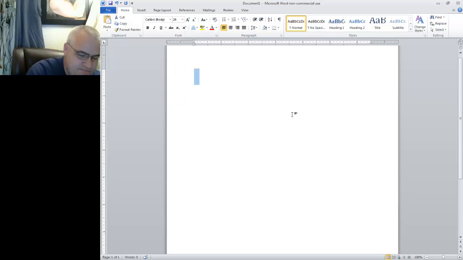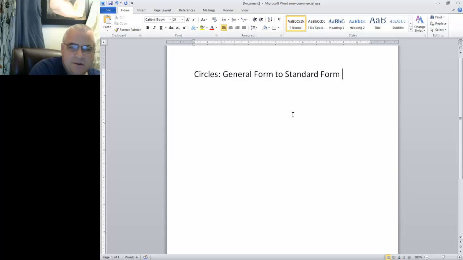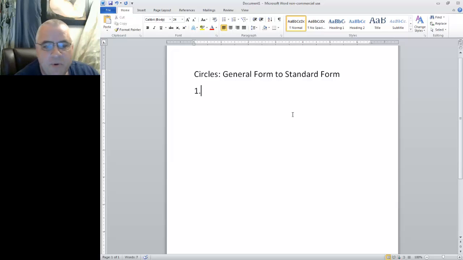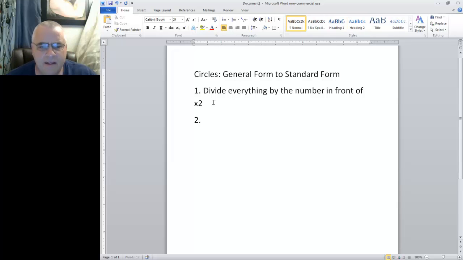Okay, so let's see. Circles, general form to standard form. Okay, step 1. Step 1 is to divide everything by the number in front of the x squared, and we put that in x squared form. There we go.